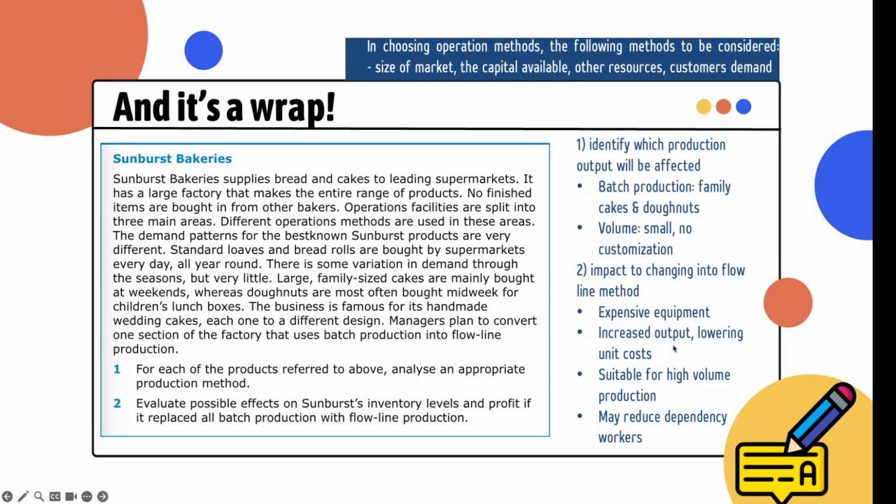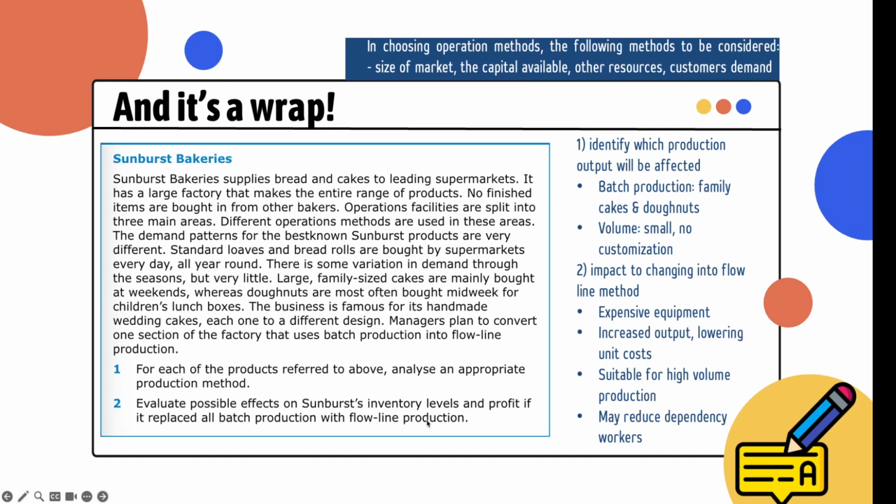They'll be able to produce more than the current batches, and this will bring down the unit cost. It's also very suitable if they have high volume of demand or production. This may reduce dependency on the workers working in batches. The manual labor workers, the bakers, may not feel so happy with it because now the machine is doing everything.